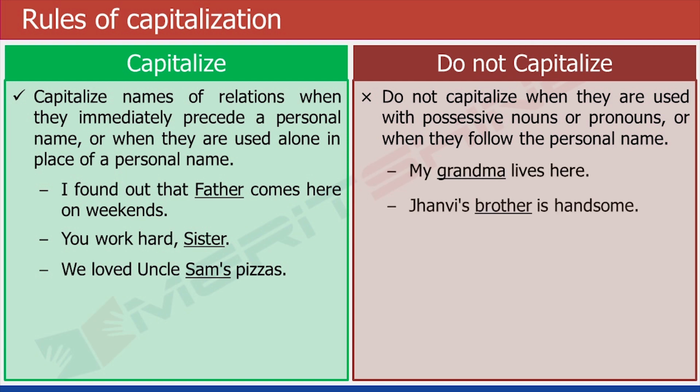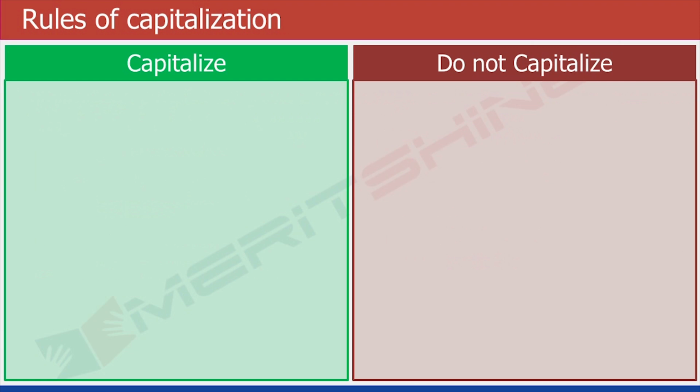In the sentences below, the noun grandma preceded by the possessive pronoun my is not capitalized. Also, the noun brother preceded by the possessive noun Janvi's is not capitalized. Similarly, in this sentence, the noun brothers preceded by the personal name Ambani is not capitalized. Let's move to the names of directions.